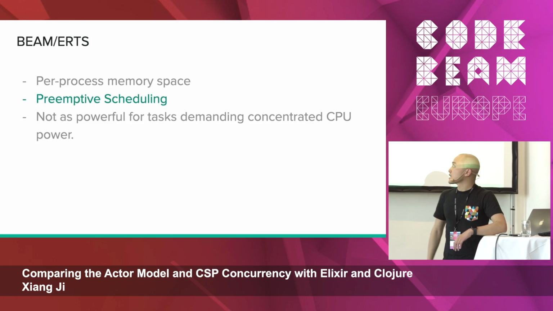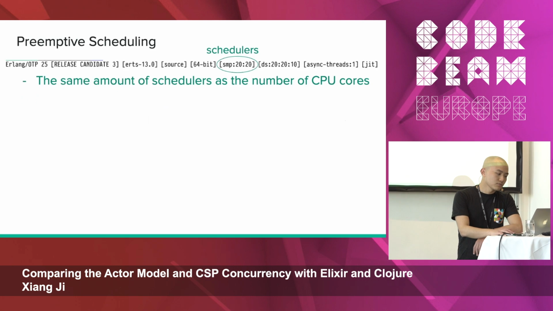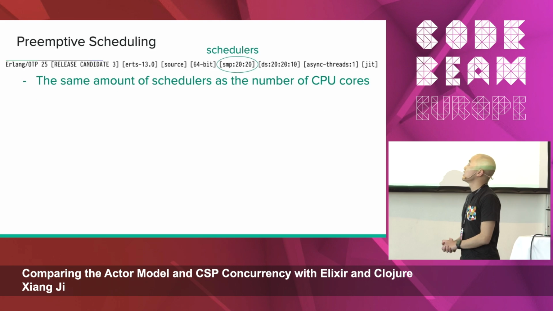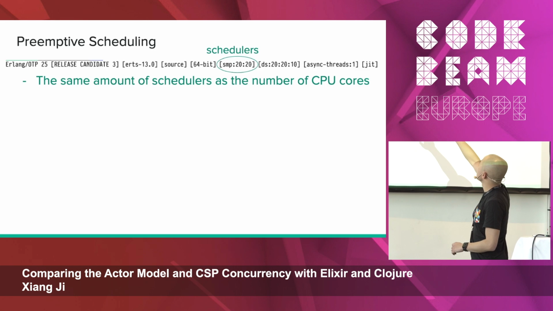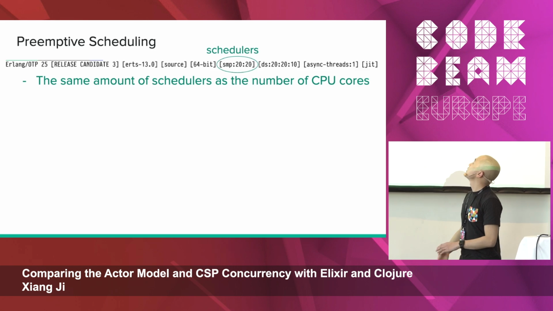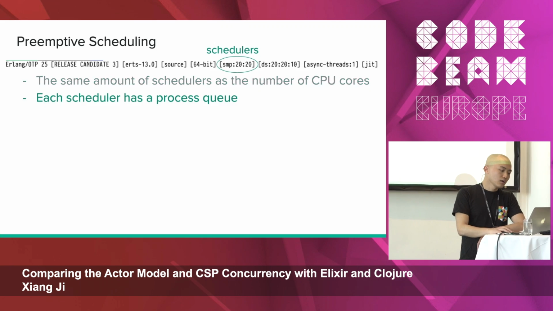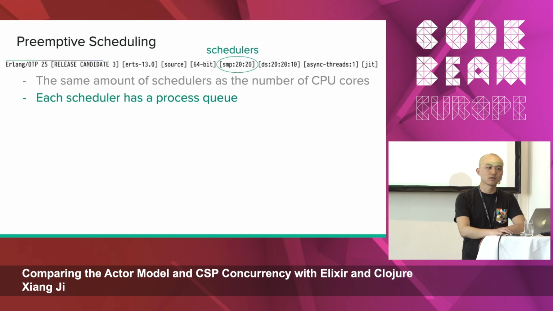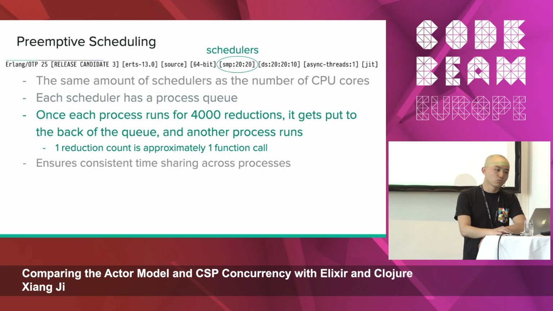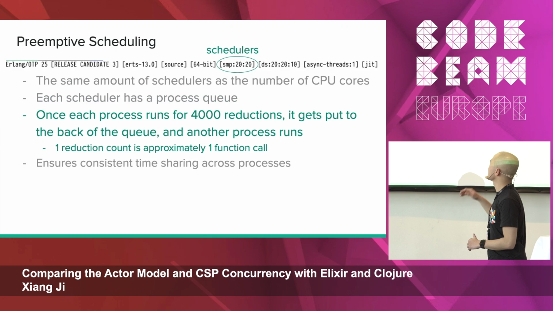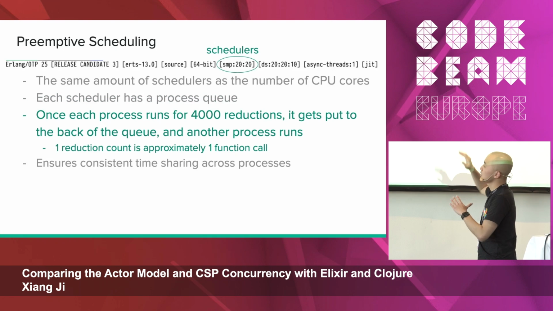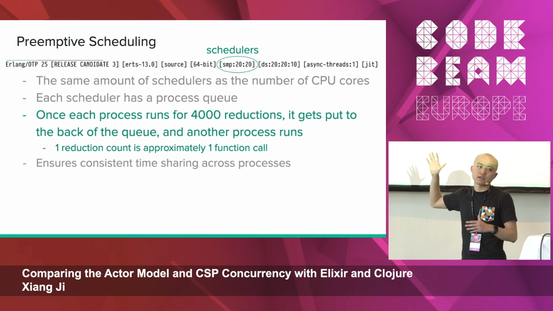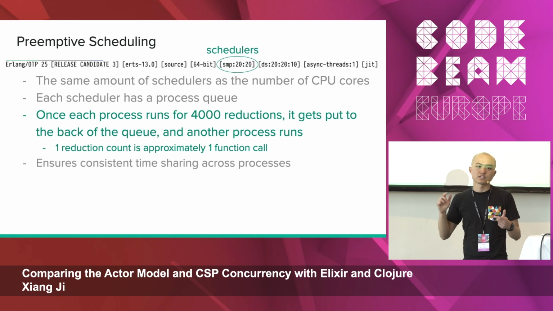And we have preemptive scheduling on the BEAM and Erlang runtime system. What does it mean? Whenever you start erl or iex, you actually see this message printed out. And on top, you have the number of schedulers there, which corresponds to the number of CPU cores. Each scheduler has a process queue, which has the processes it runs. And once each process reaches a certain number of reductions, it will get interrupted and put back into the queue, and another process will take its place.